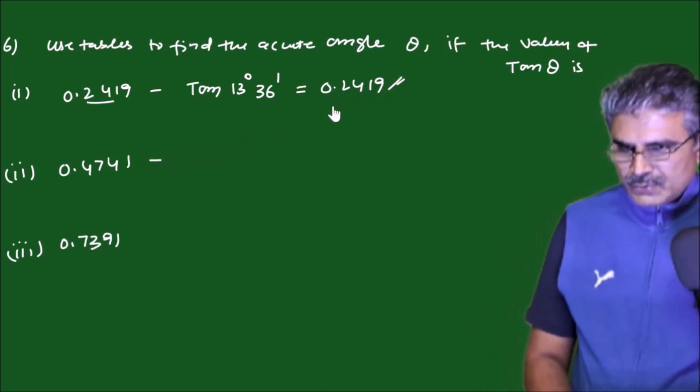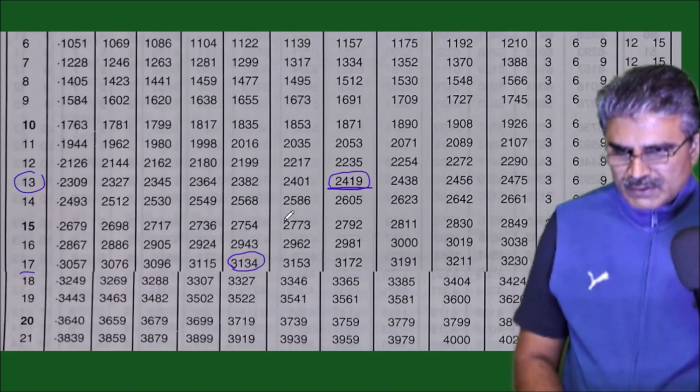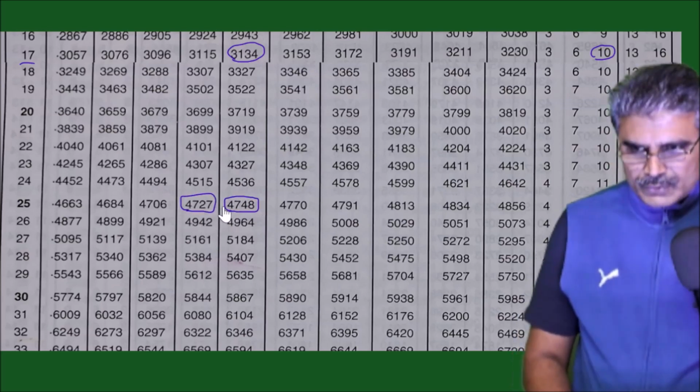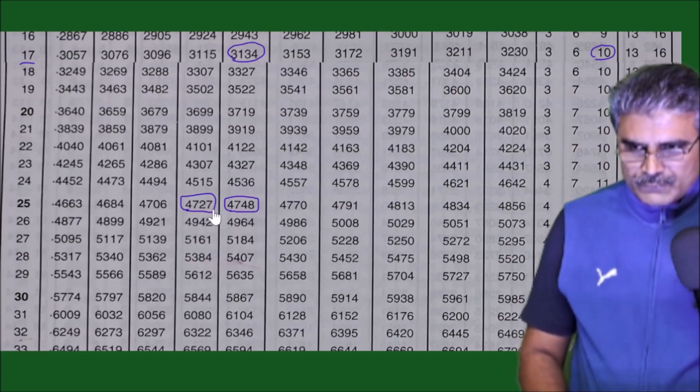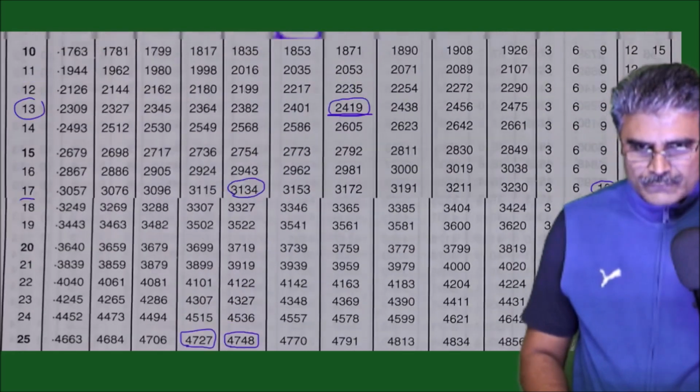Consider the second one, 0.4741. Go to the tan table, 4741. So we don't have 41. It is 4748 there, or else 4727 is there. So 4741 we need, and for this 4727 if we add 14, then we will get 4741. So that 14 in the mean difference corresponds to 4 minutes.